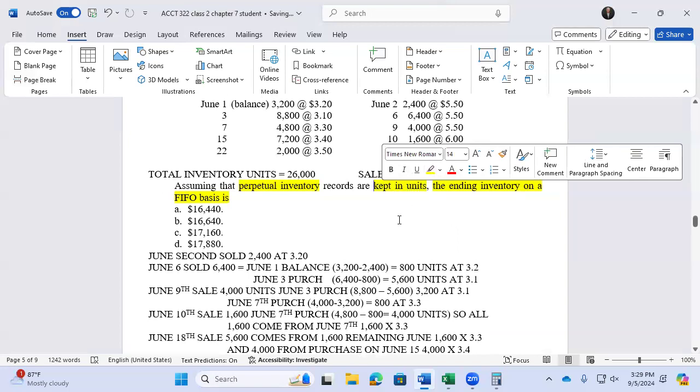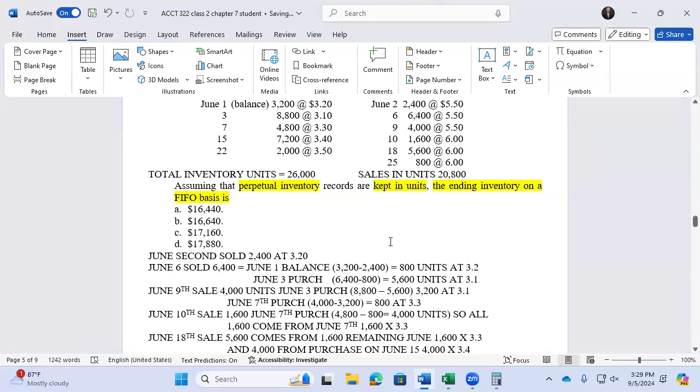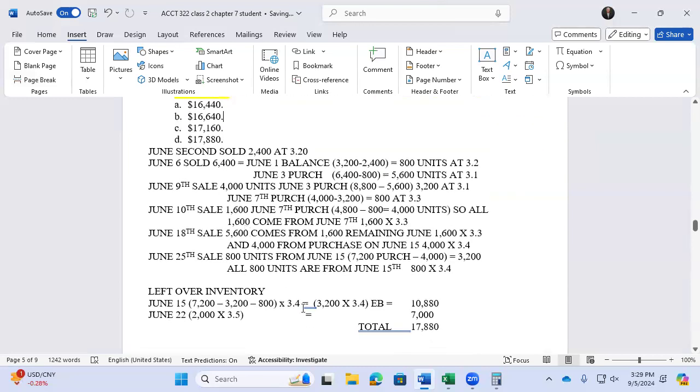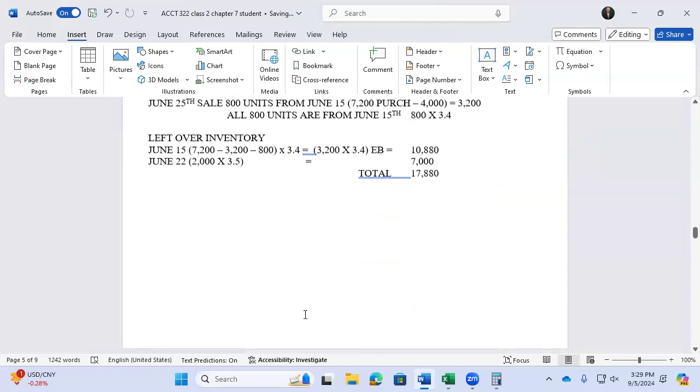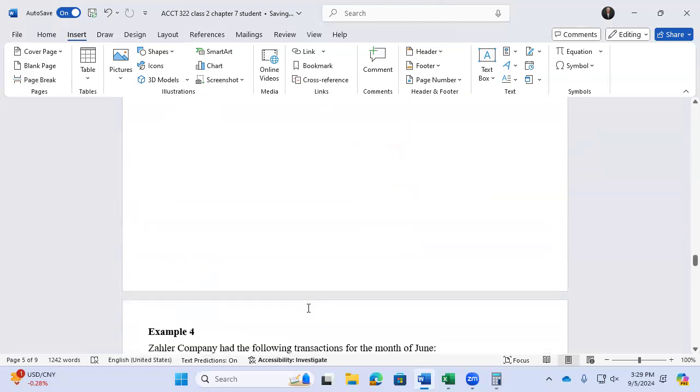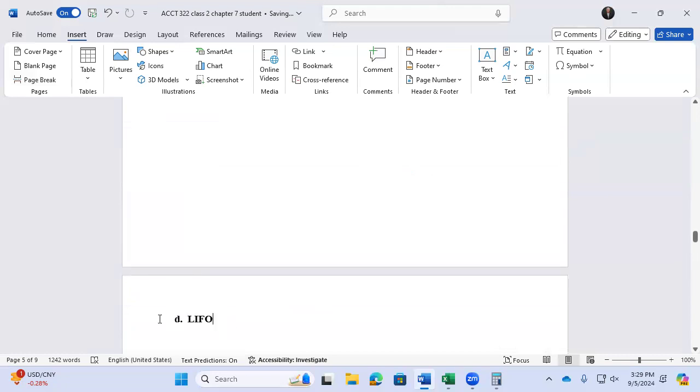This just says kept in units only. So essentially they're tracking the units, but your cost is done the periodic way. It's confusing, but that's why it's done.